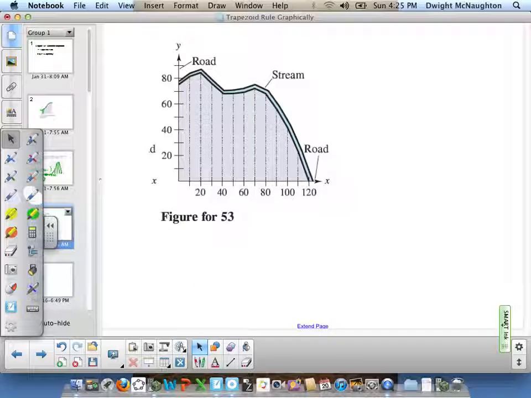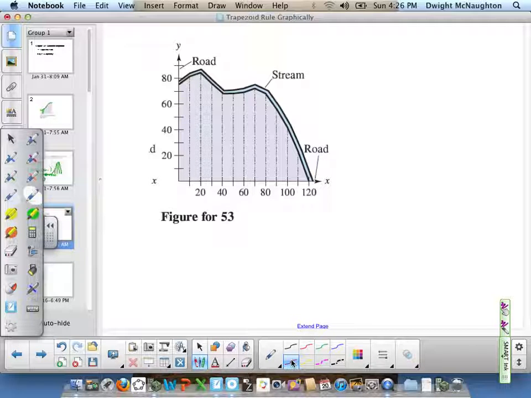Let's try it here, right? This one, they kind of give us less guidance. They're not telling us how many trapezoids to use. They're not telling us a whole lot of information, which actually kind of makes it easier, because we can choose how many trapezoids we need to use. We can even make them different widths.